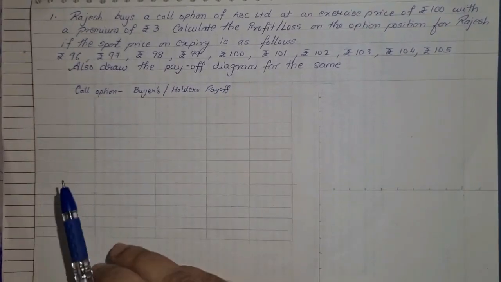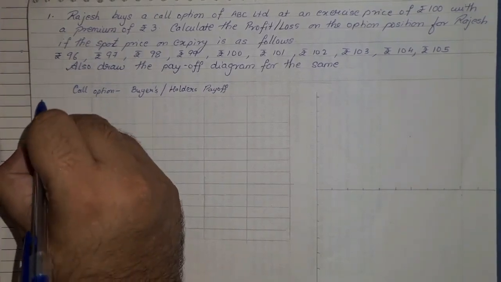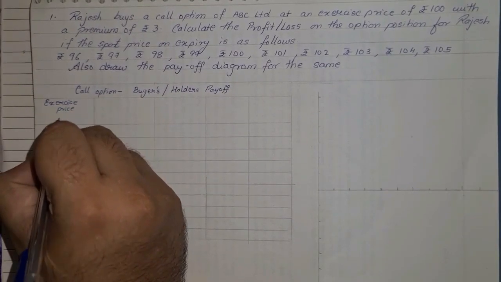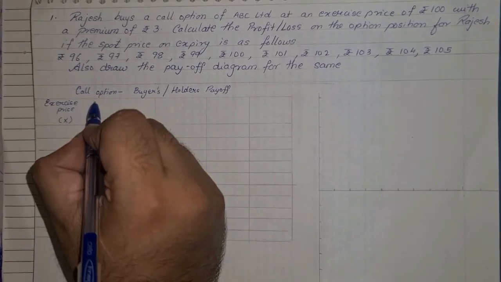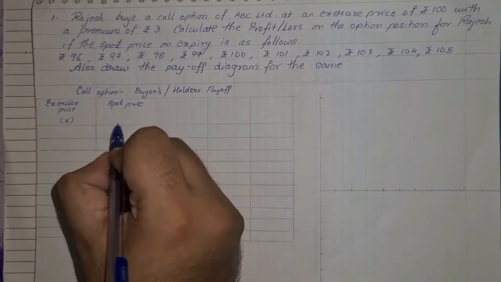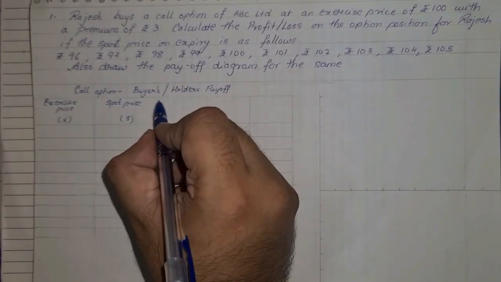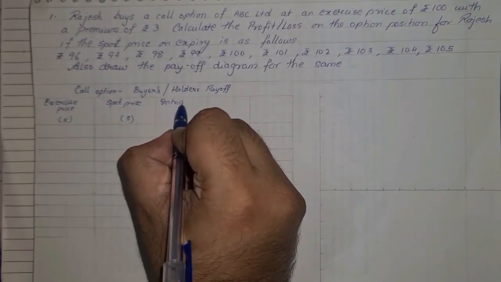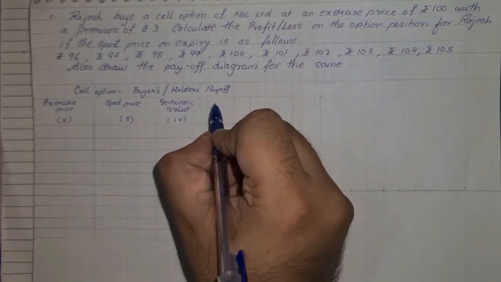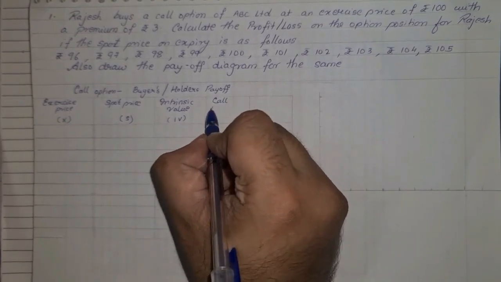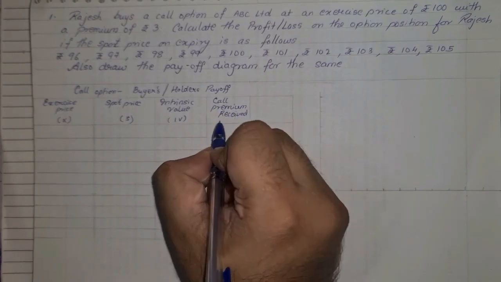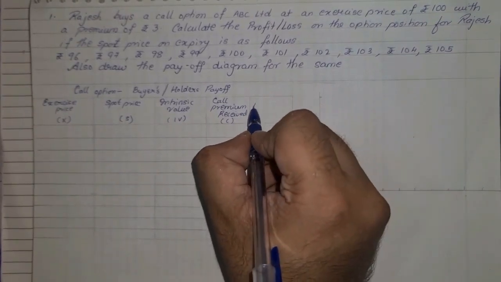Remember, we'll have to create a table which will have basically five columns. The first column heading will be exercise price, and we'll give an abbreviation for it as X. The second column will be spot price, we'll abbreviate it with S. The third column will be intrinsic value, we write it as IV. The fourth will be call premium received, we'll abbreviate it with C. And the last column will be our profit or loss.